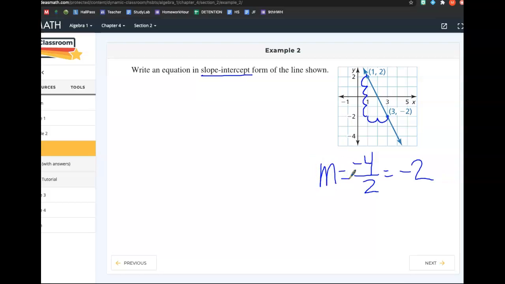Now for slope-intercept form, I also need to find the y-intercept. If you look at this graph, you can't see the y-intercept since the line does not cross the y-axis yet. We have to get it into point-slope form and then manipulate it into slope-intercept form. So what I mean by that is if I was to write the equation of the line in point-slope form, I would have y minus 2 equals negative 2 times x minus 1.